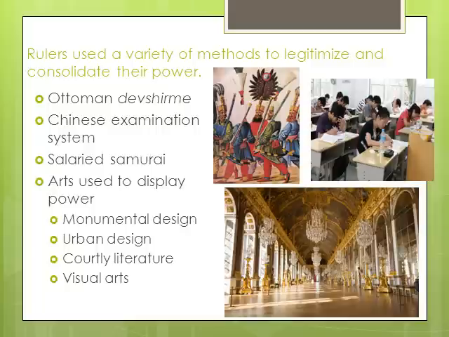The Chinese examination system became very much a way of indoctrinating the world and indoctrinating its own people, and as a result, it's still very much used today in teaching them the Chinese way and how to study and how to be a true Chinese person for the Chinese Empire. The samurai were on a salary, which meant that they were connected deeply to the government because they relied on them, and this meant devotion and loyalty. And then obviously the arts which were used to display power: monumental design, urban design, courtly literature, and the visual arts.